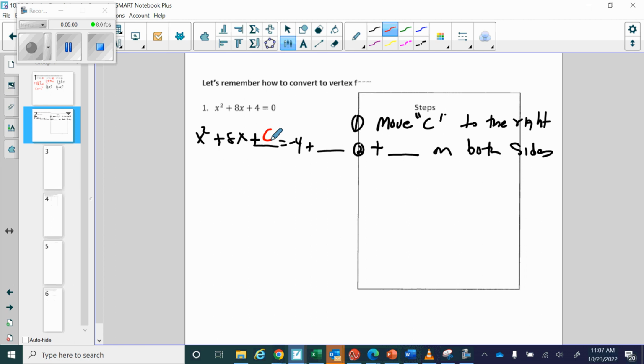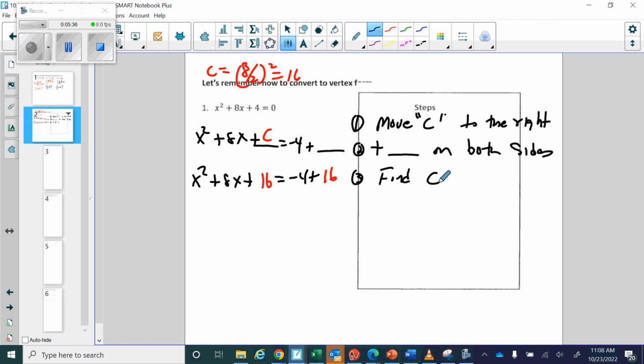All right. So here I'm going to find my C value. I'm sure you remember us doing this. My C value is going to be 8 divided by 2, and then I square it, which gives me 16. So my new C value is going to be 16. So I'm going to write this as x squared plus 8x plus 16 is equal to negative 4 plus 16.